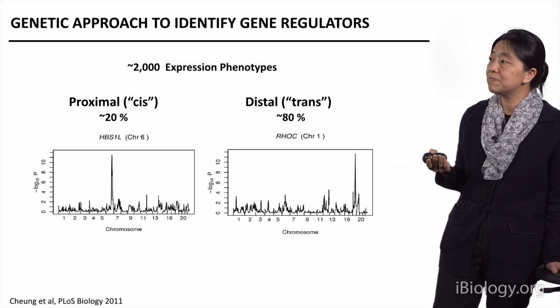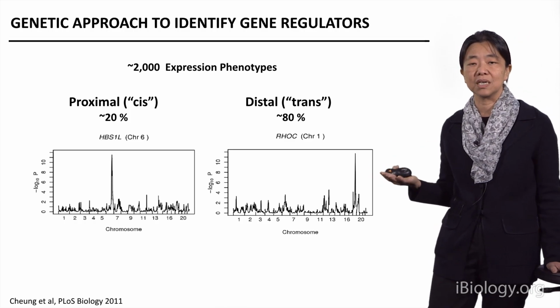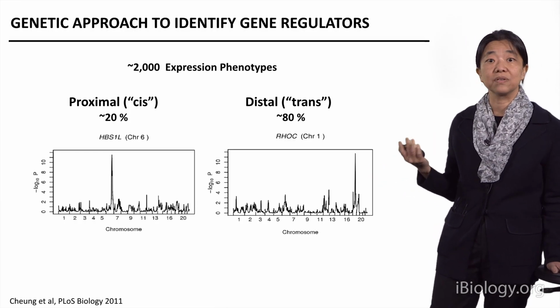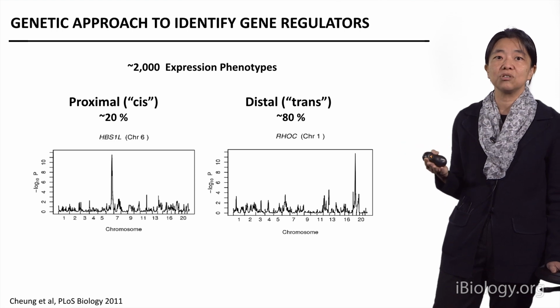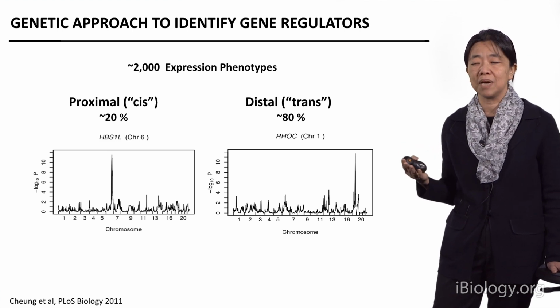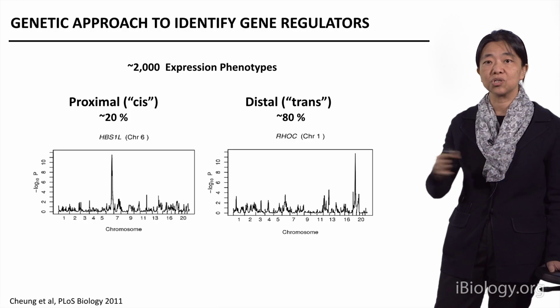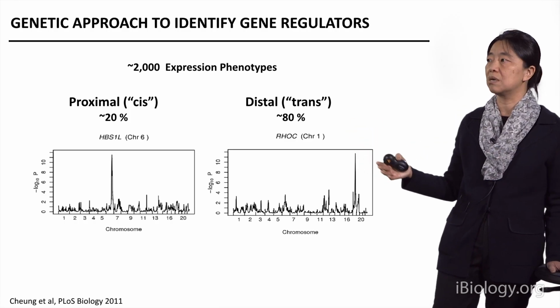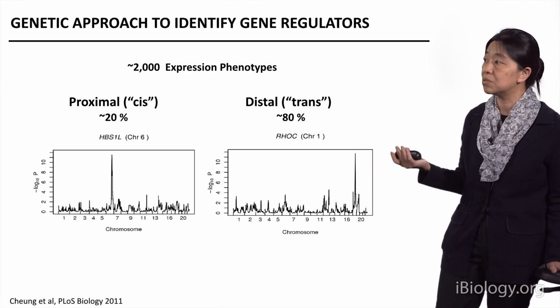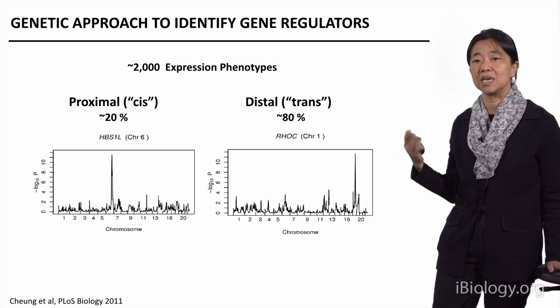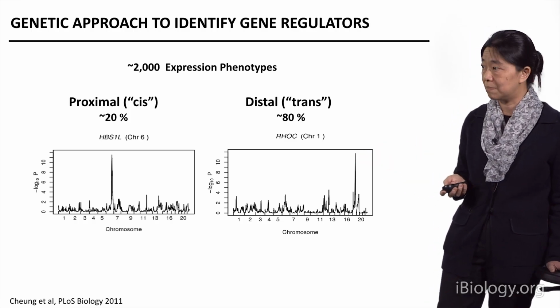But if most of the genes are trans-regulated, using this genetic approach is very powerful, because we don't need to know in advance what mechanism it is. We can just search systematically throughout the genome for the regulation using a combination of the linkage and association-based methods.